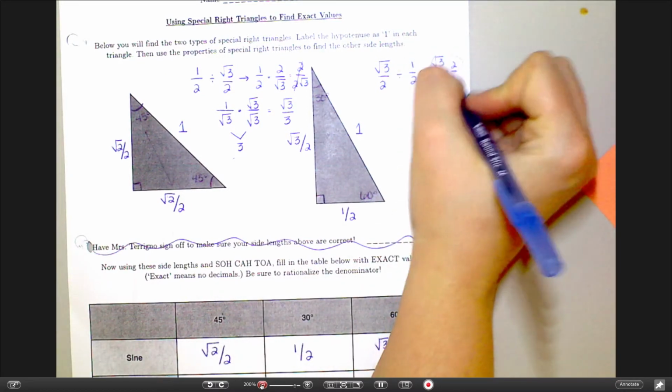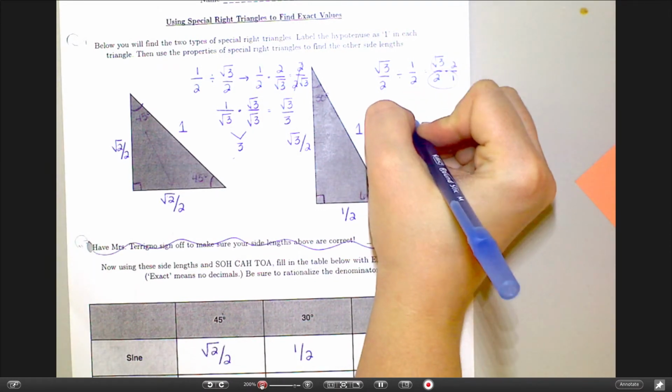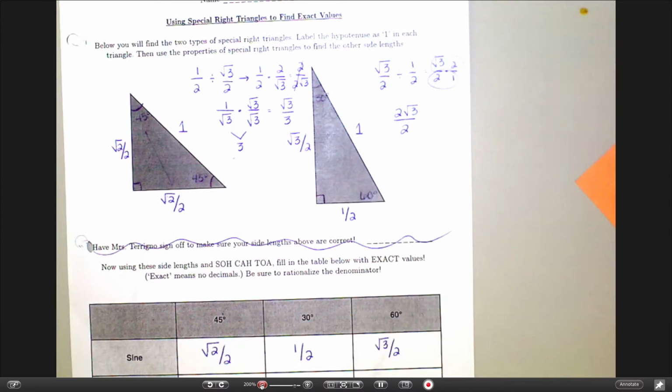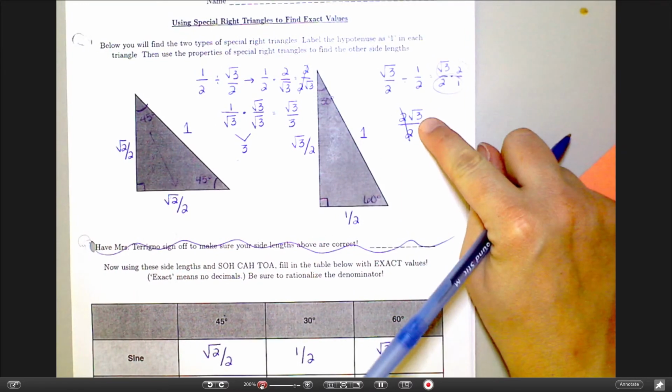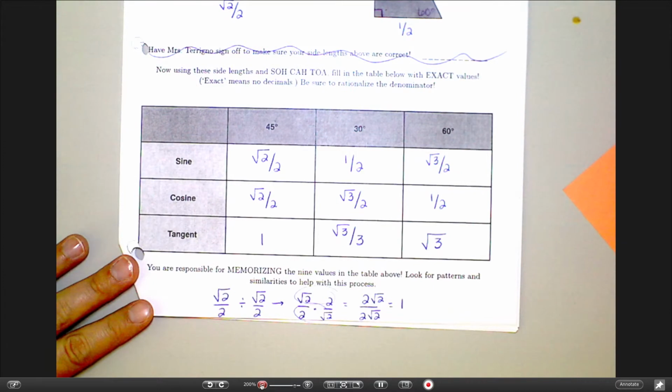1.7. I don't want a decimal. Straight across. 2 square root of 3 over 2. And then your 2's cancel. So now this one, see the square root of 3 is on the top when you cancel out the 2's? So this one is just square root of 3. Make sure you have this table filled in correctly.